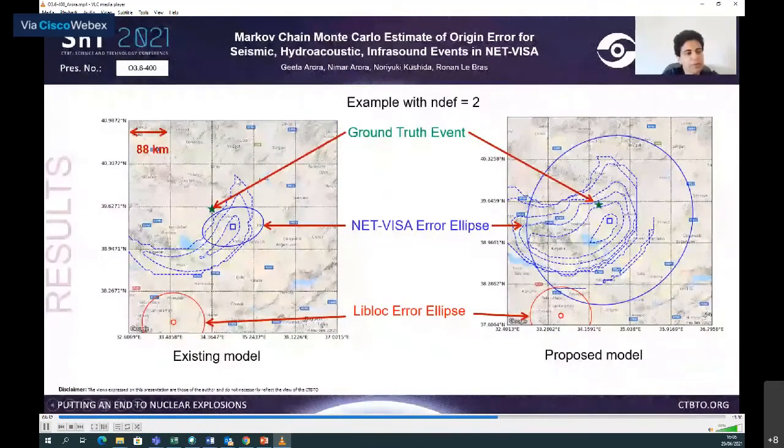What's more troubling is that these posterior probability distribution lines don't include the ground truth either. But with the new model on the right, the posterior distribution captures the uncertainty much better, and we are able to get the ground truth inside the error ellipse. Now, granted that this ellipse is much larger than the one before, but that is expected given that this event has only 2 time-defining phases.